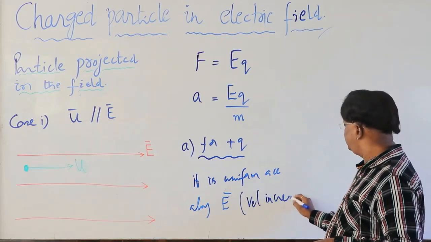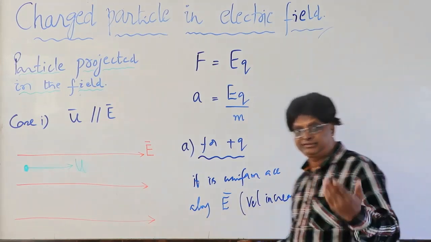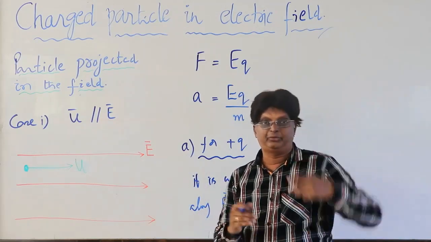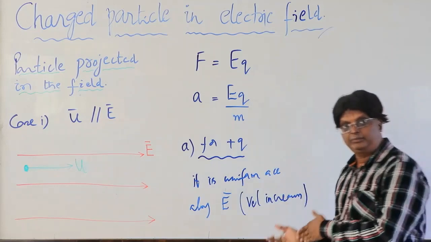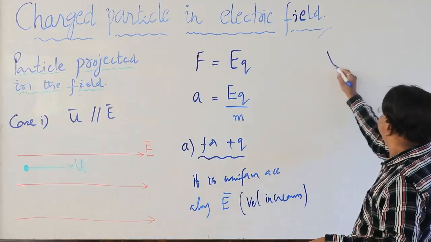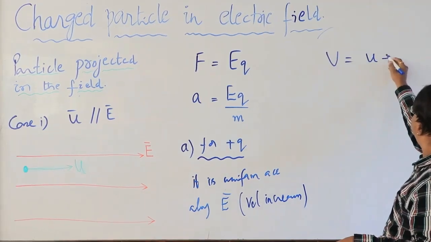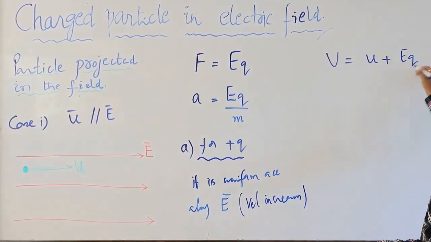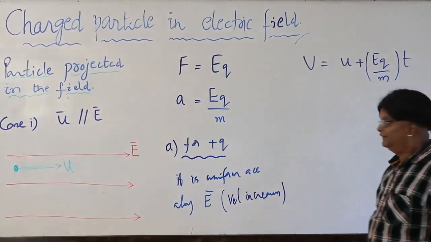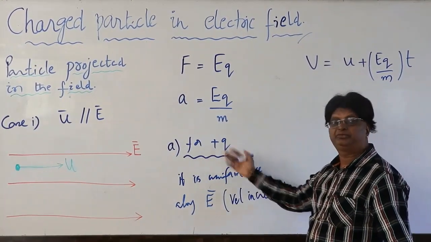Velocity increases. Why does velocity increase? Yes, it is acceleration along the field for the positive charge. Therefore, if I am writing a velocity after t seconds, then it will be in this form: V is equal to U plus AT. A means EQ by M times T. Now this I have given for positive charge.